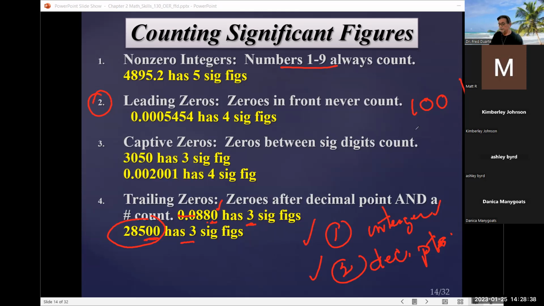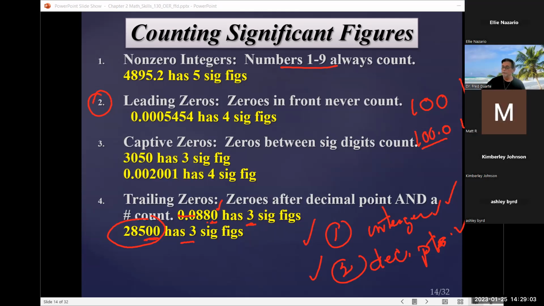Okay, let's do this, 100.0, okay? Ask the question for the zeros. We know the one is significant. Is there an integer in front of those three zeros? Answer is yes. Is there a decimal point anywhere in that number? Answer is yes. That means that all those zeros count. We got 4 sig figs, okay? See how that works with a decimal point and how you ask the question?